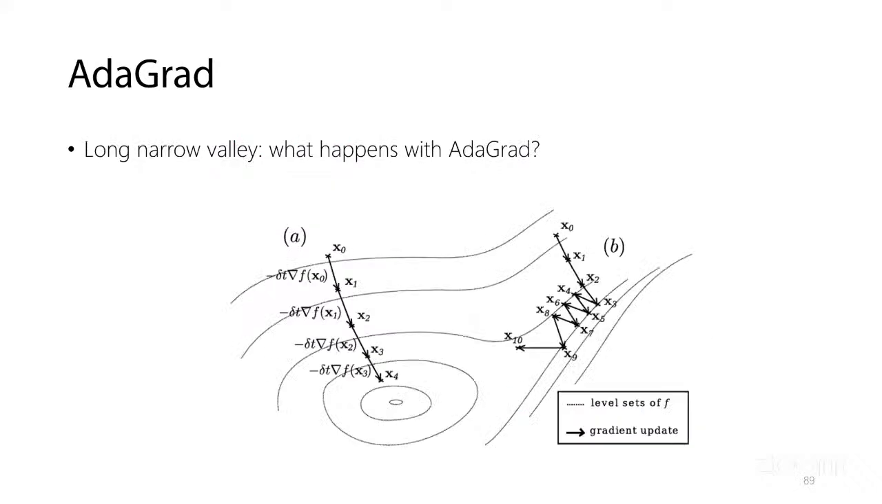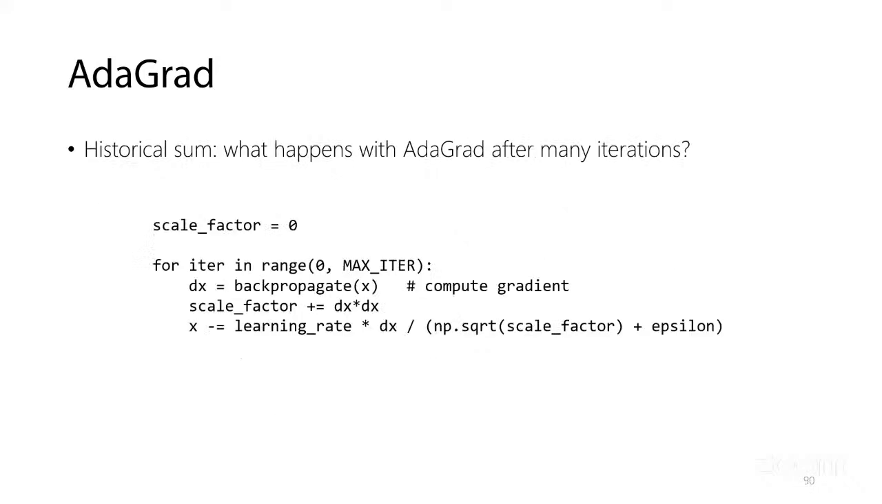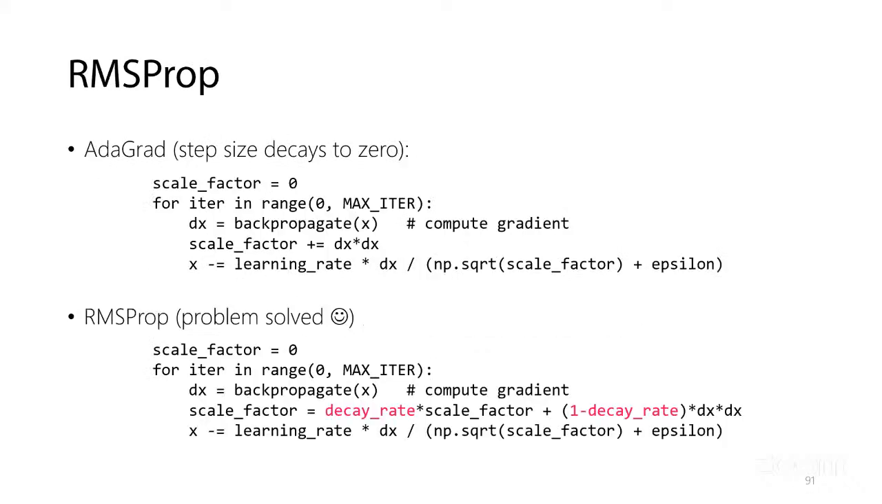That can be quite useful, especially for long narrow valley situations, because you have a gradient that is not pointing directly towards the minimum, and by having some scale normalization, you kind of perturb the details, but really the idea is to use this element-wise scaling of the gradient so that you can converge better.